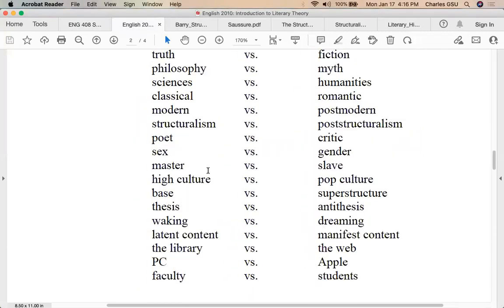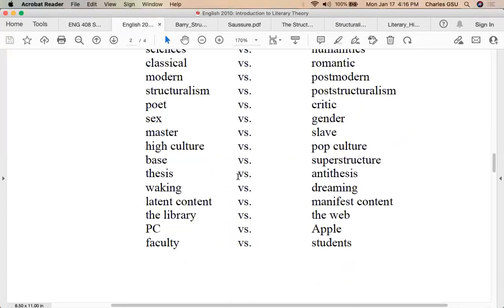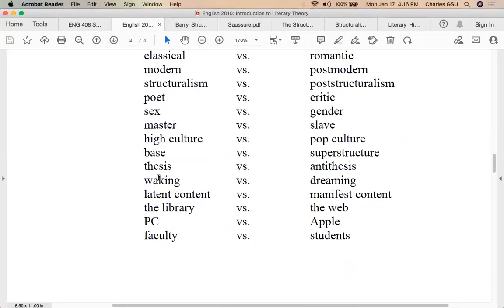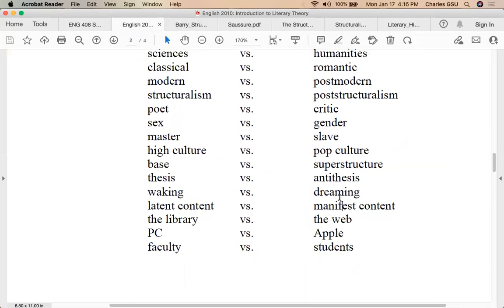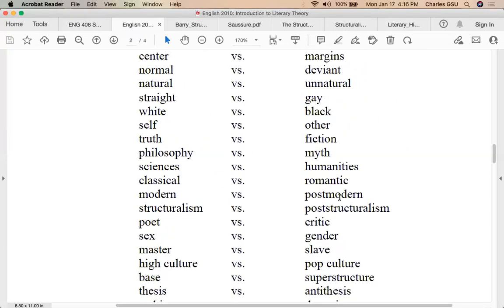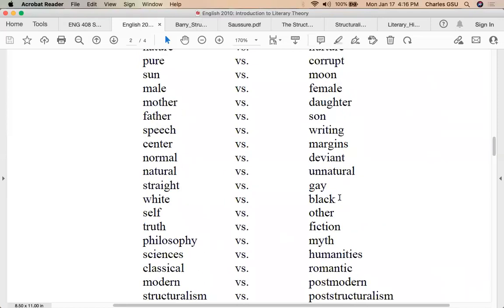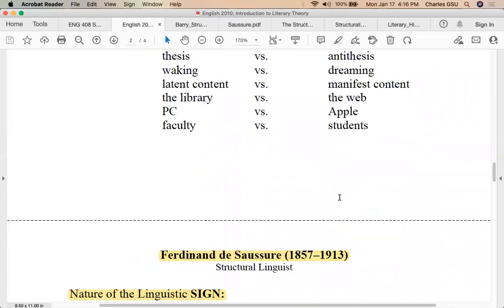So a bunch of different binaries. Keep in mind that we just understand that I was awake because I was not having a dream, right? Or faculty are faculty because they're not students, right? These are all things that we implicitly understand by its opposite, or binary.